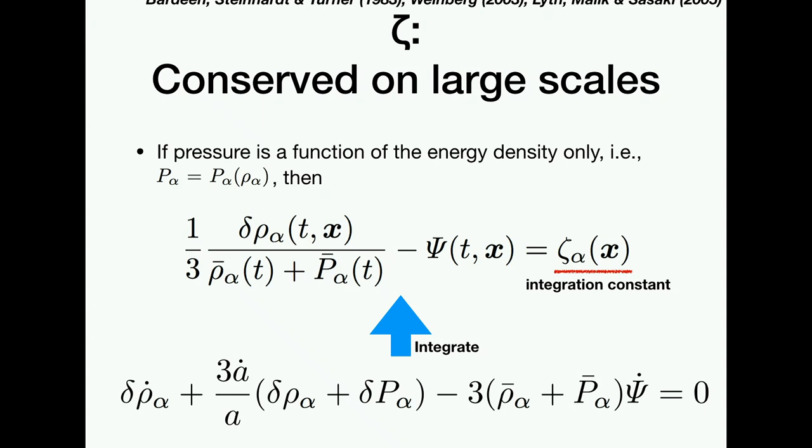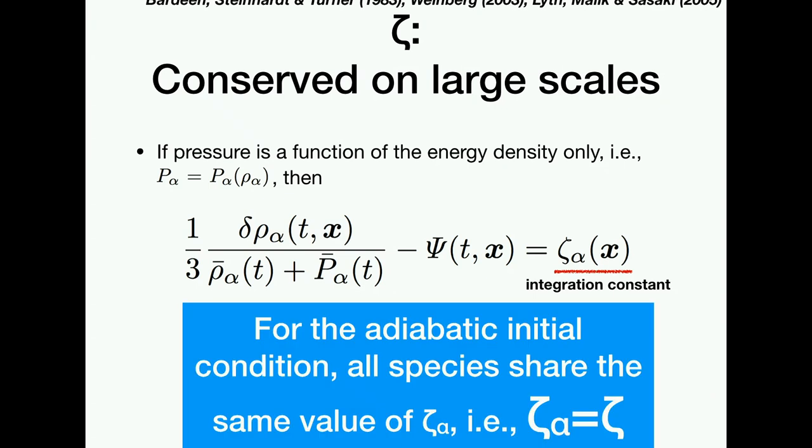And for adiabatic initial condition, this delta alpha is independent of species. So everybody, all the elements, baryon, photon, neutrino, dark matter, they all share the same value for this combination. So that's the initial condition. And it's conserved. It's a very convenient quantity. That's why when people working on inflation calculate primordial scalar perturbations, they calculate this quantity. There's no ambiguity. Okay? This is a conserved quantity.